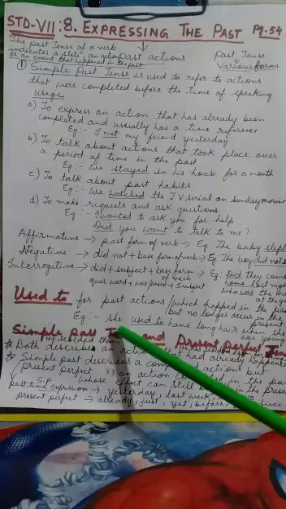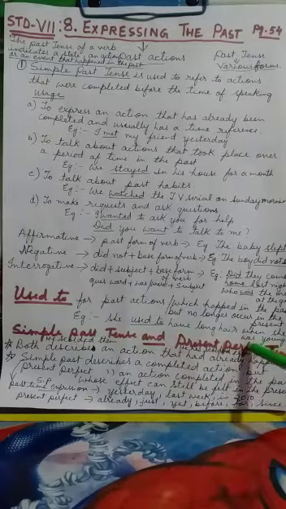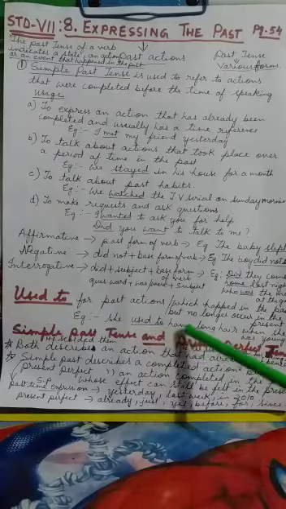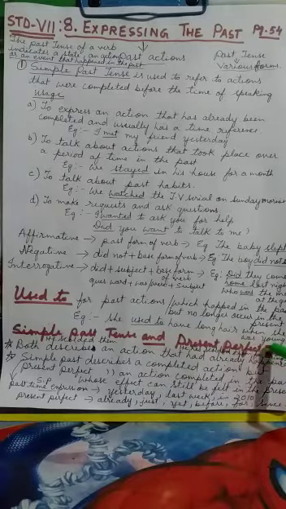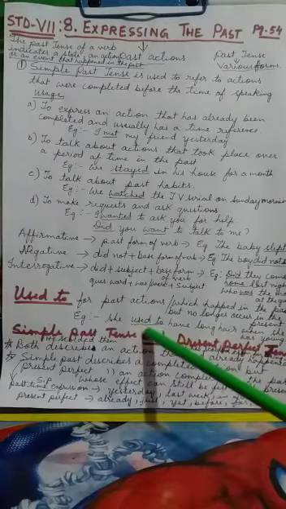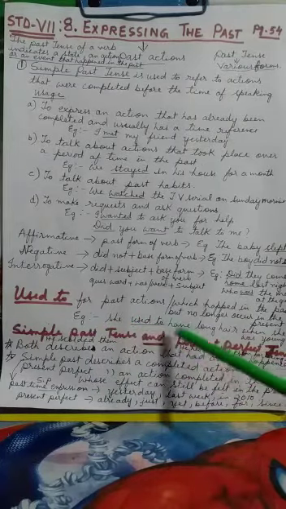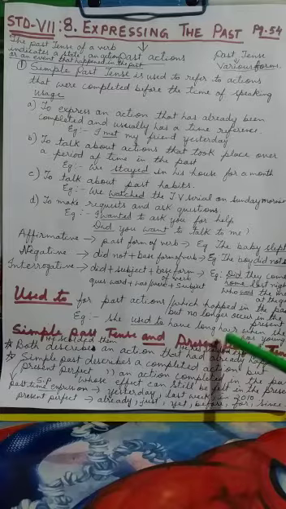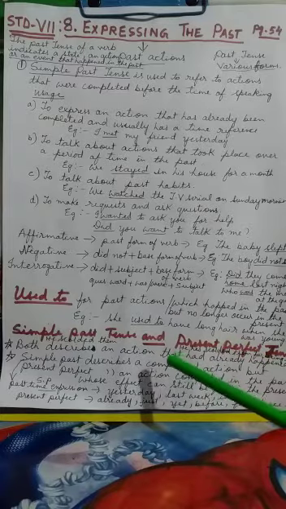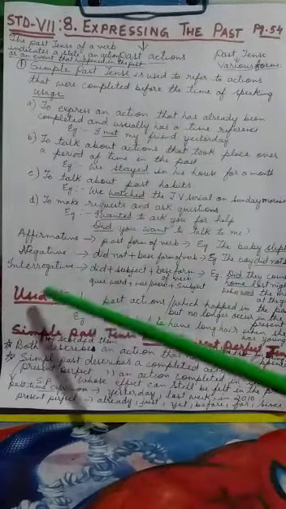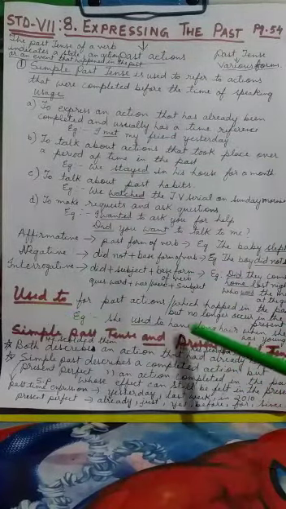Like for example, she used to have long hair when she was young. That means that now she is not young. She is not having long hair also. She used to have long hair when she was young. So this also indicates a past action, but the action no longer exists now. So this is all about simple past tense, and when do we use used to.